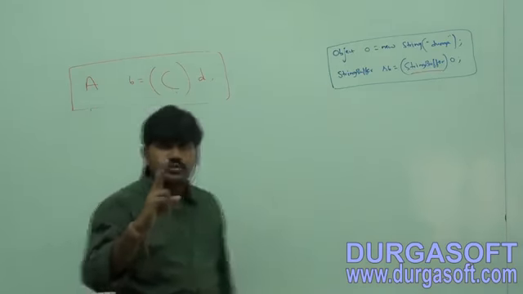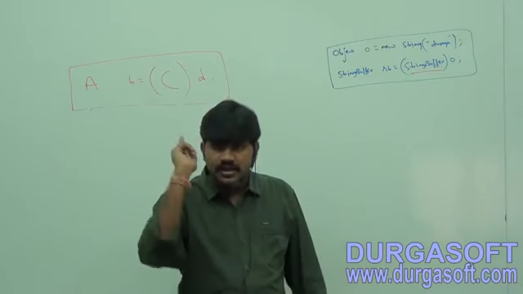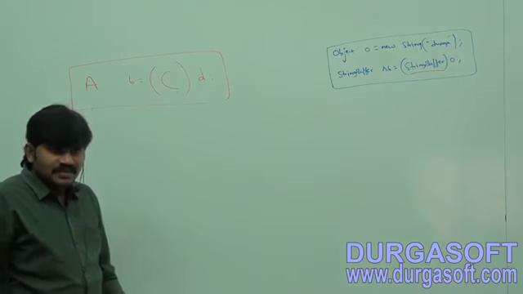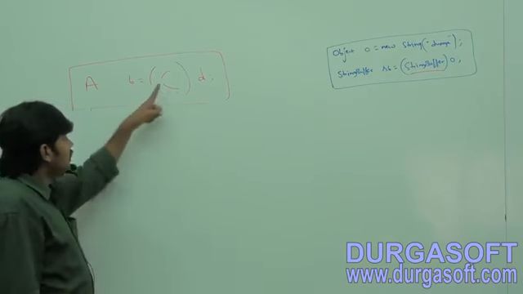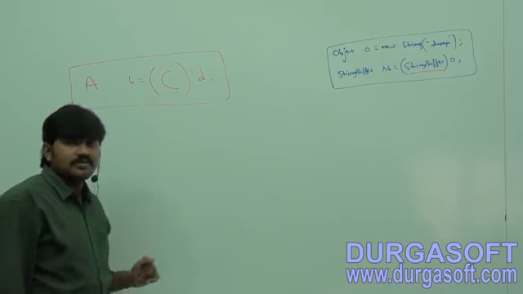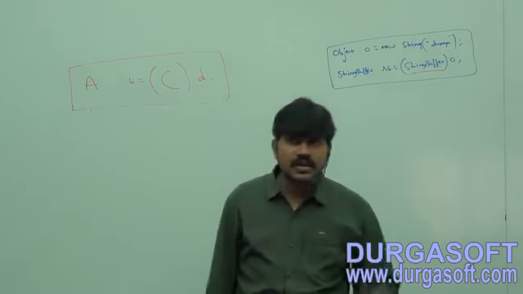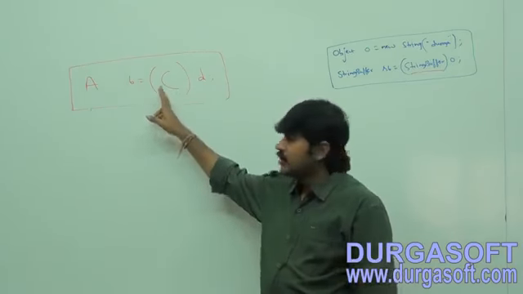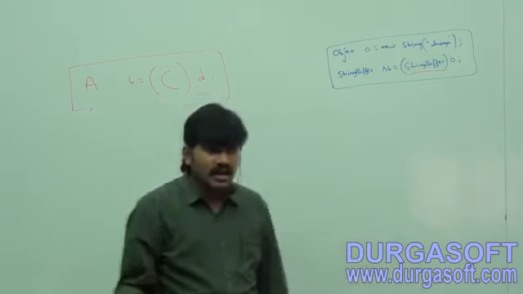Compiler is going to check two conditions. First condition, is this conversion legal or not? Second condition, is this assignment legal or not? So compiler is going to check how many conditions? Two conditions. Is this conversion legal or not? Is this assignment legal or not?